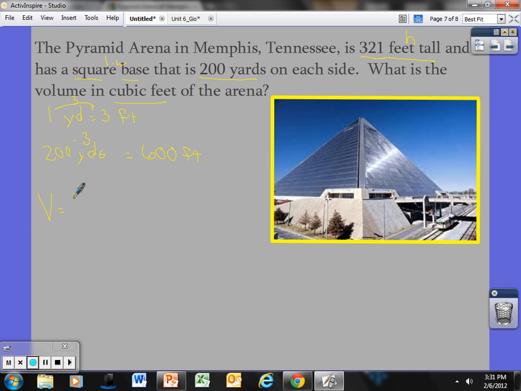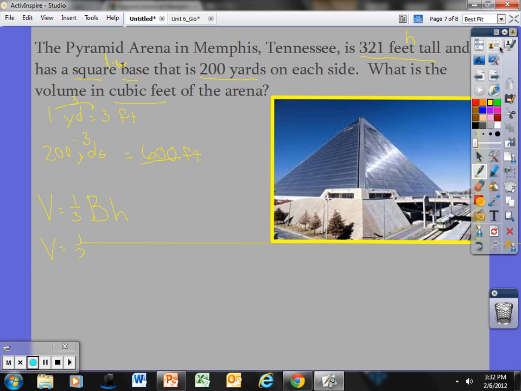So the formula is volume is equal to 1/3 of the area of the base times the height. The base is a square base, and that's where I wrote length times width. Now it's no longer 200 times 200 because I converted. It's now 600. So volume is equal to 1/3. Let me find the area of the base first. So base is equal to, let's see, area of the base, the square.